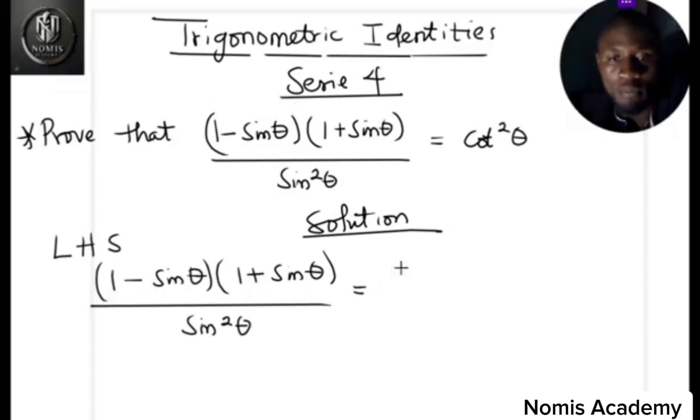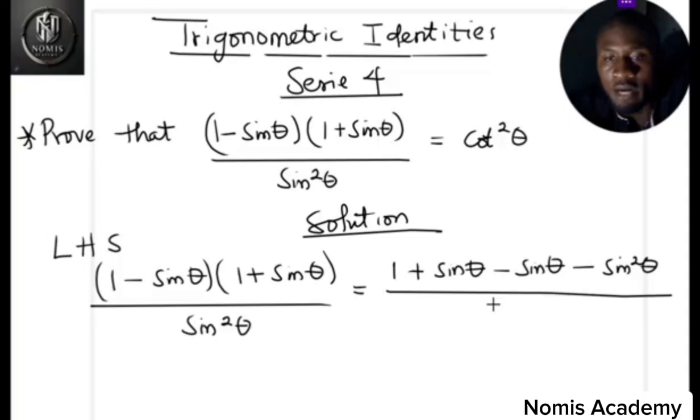So that will be 1 multiplied by 1, then 1 multiplied by plus sine theta, that should be plus sine theta. Now minus sine theta multiplied by 1 will be minus sine theta. Then minus sine theta multiplied by plus sine theta. Minus times minus will definitely give us minus, and sine theta multiplied by sine theta will give us sine squared theta. So all divided by sine squared theta.